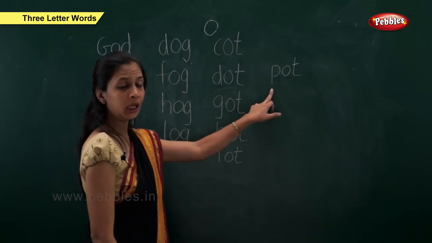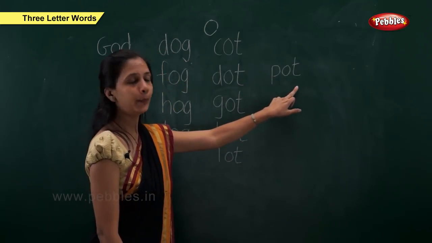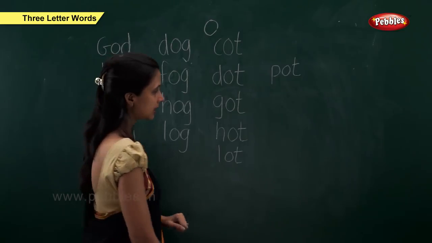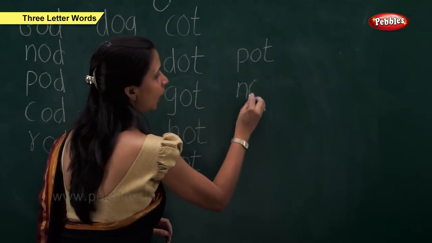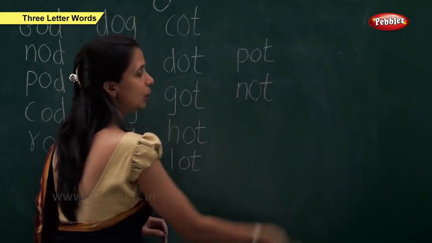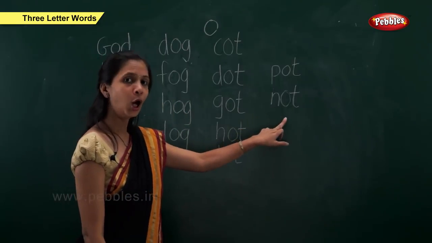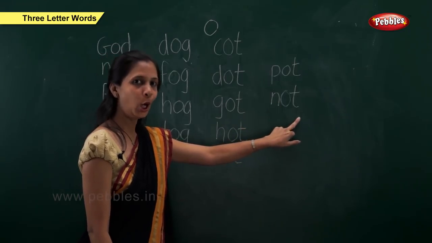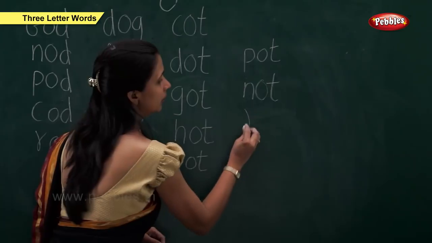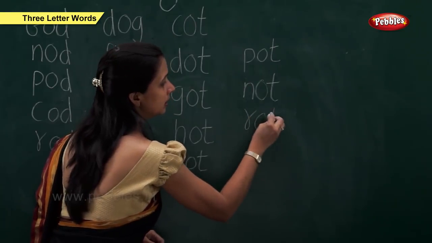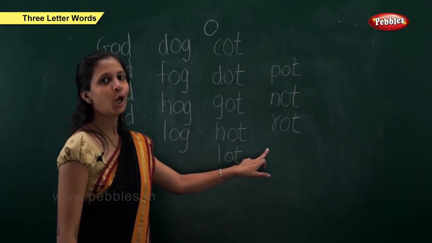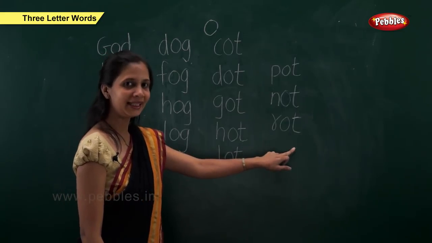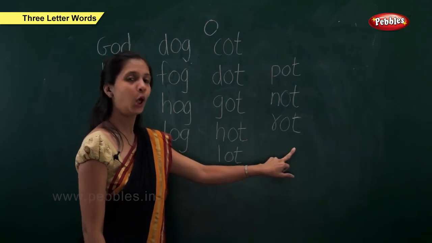P-O-T, pot. The next is N-O-T, not. The next is R-O-T, rot. Now we will repeat all this.